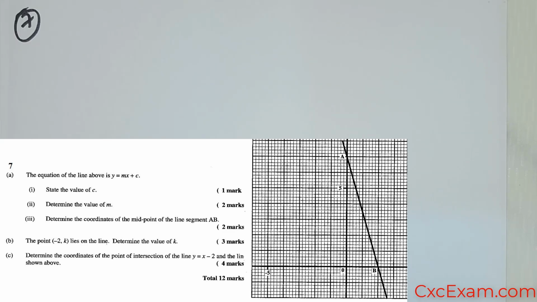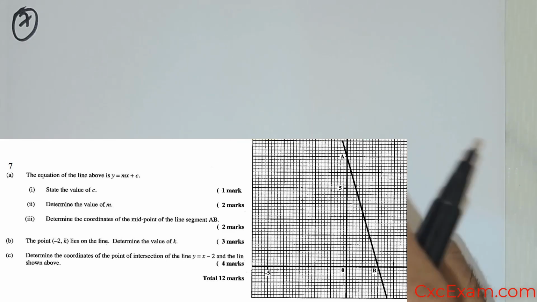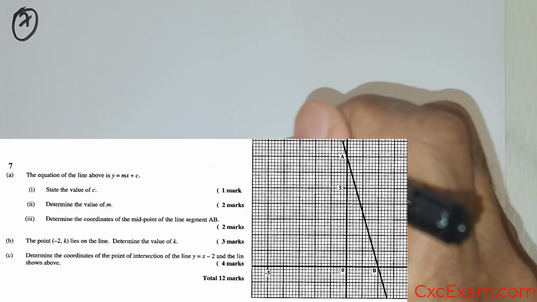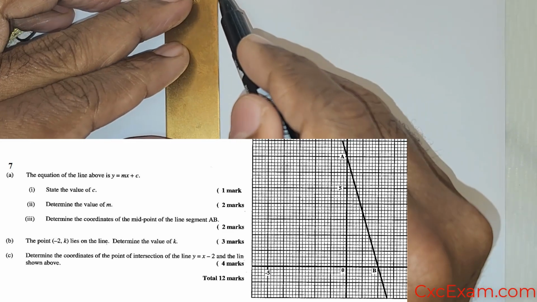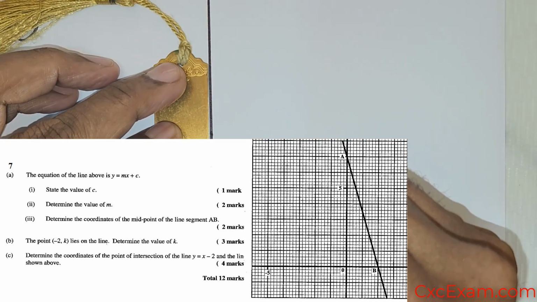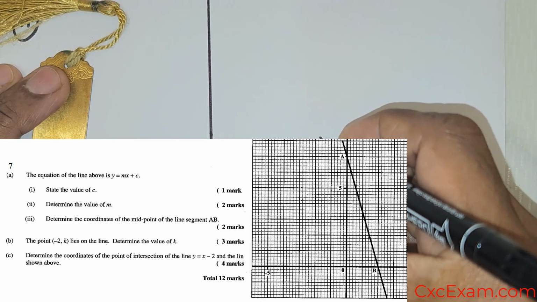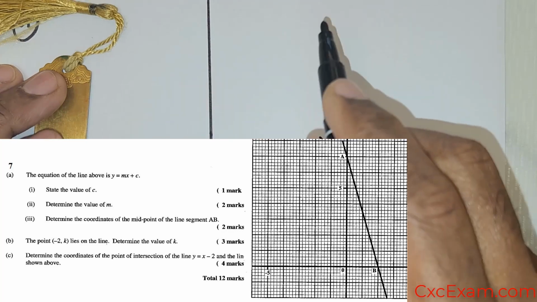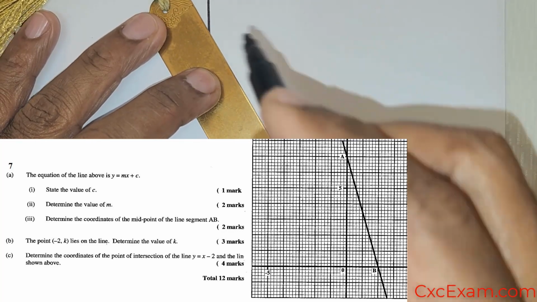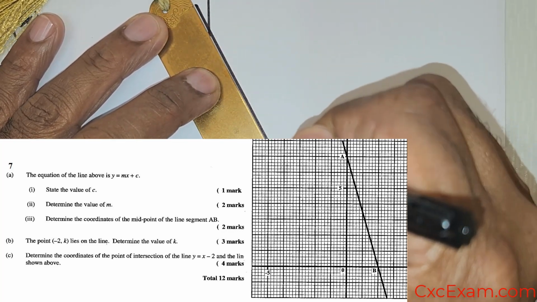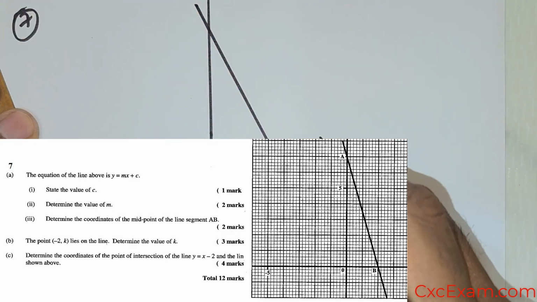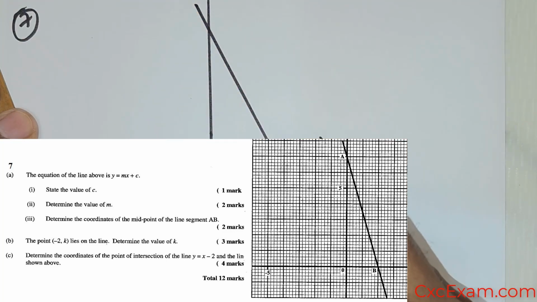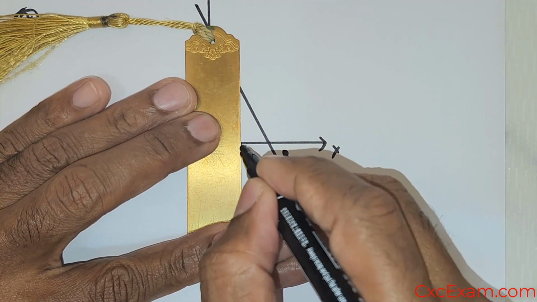Students, this is question number 7. We have a graph. Let me draw the graph. Got an x-axis, y-axis, and then we have a line.